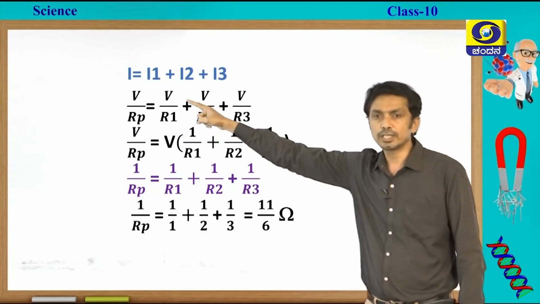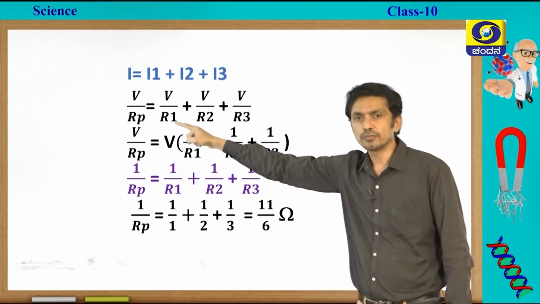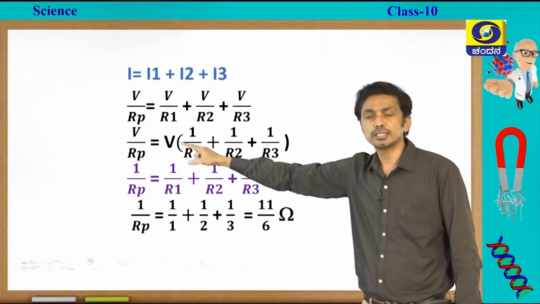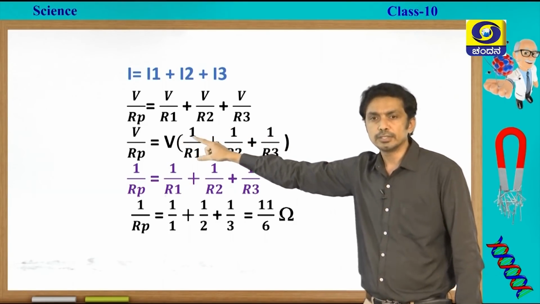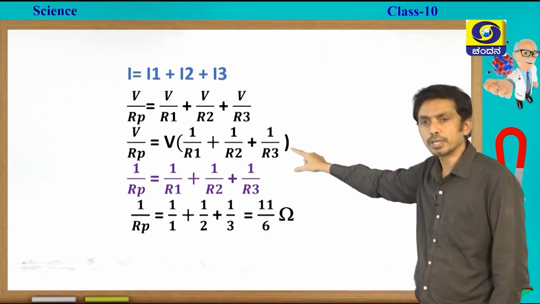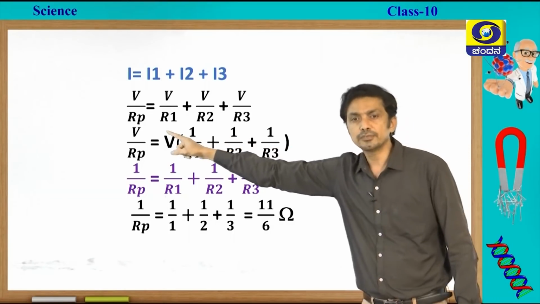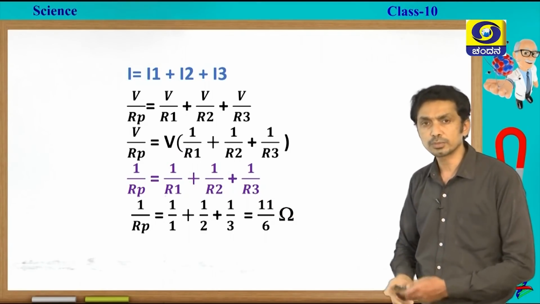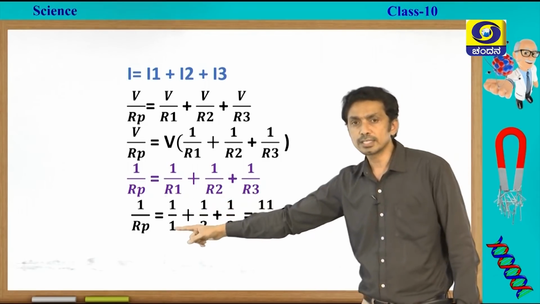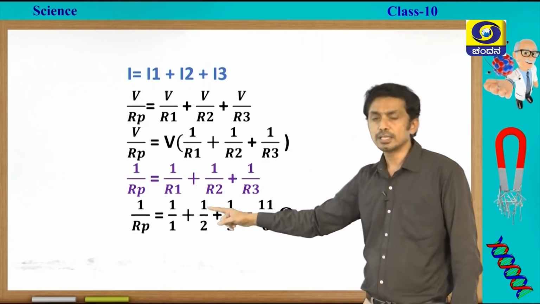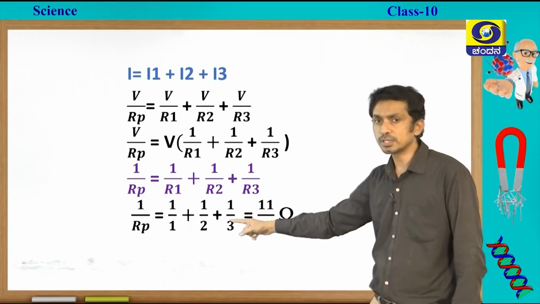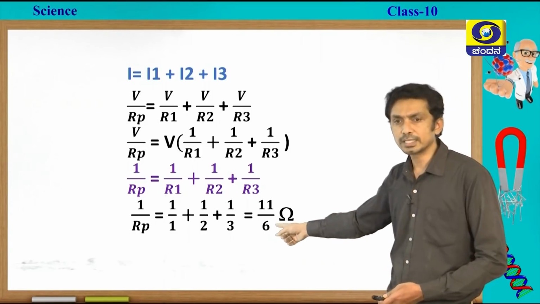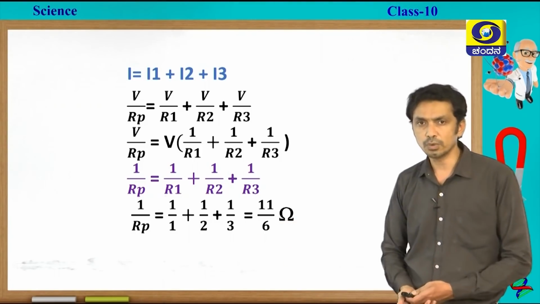Here we have written the electrical current values for each resistor, V by R1 plus V by R2 plus V by R3. Here we have taken the common factor V, which comes across 1 by R1 plus 1 by R2 plus 1 by R3. By cancelling V on both sides, we get 1 by Rp is equal to 1 by R1 plus 1 by R2 plus 1 by R3. The equivalent resistance of the resistors in parallel is equal to the sum of the reciprocals of the individual resistances in the circuit. Calculating the value, we will get 11 by 6 ohm.